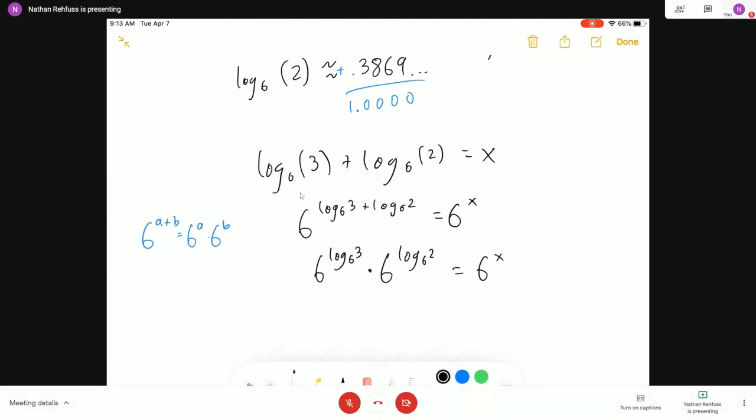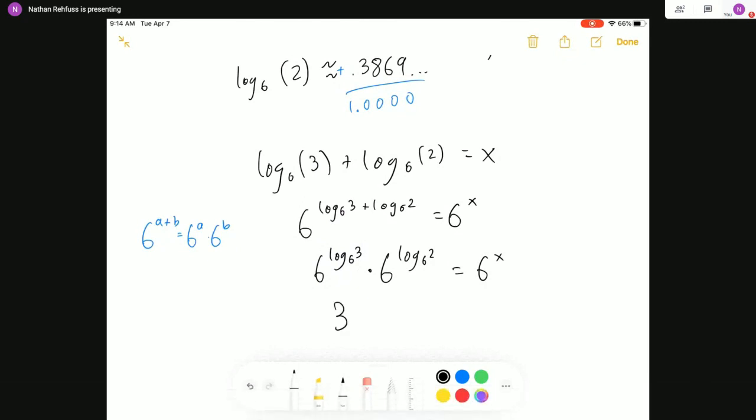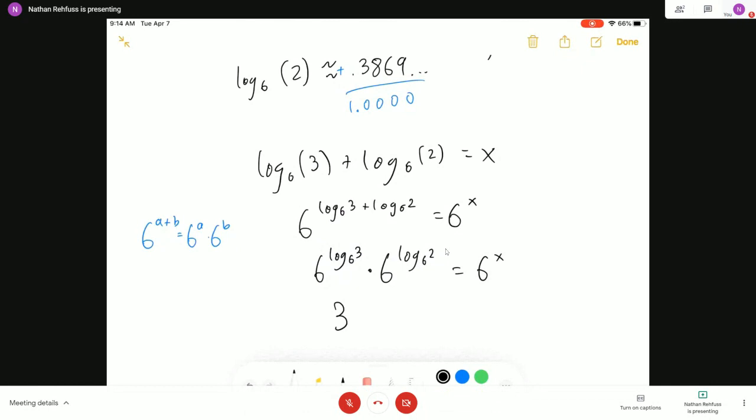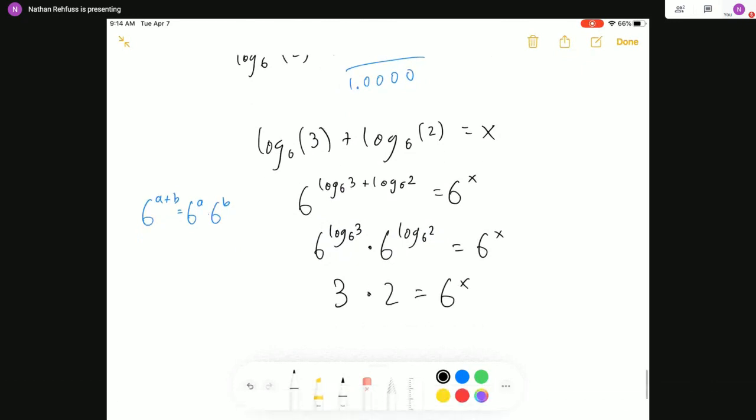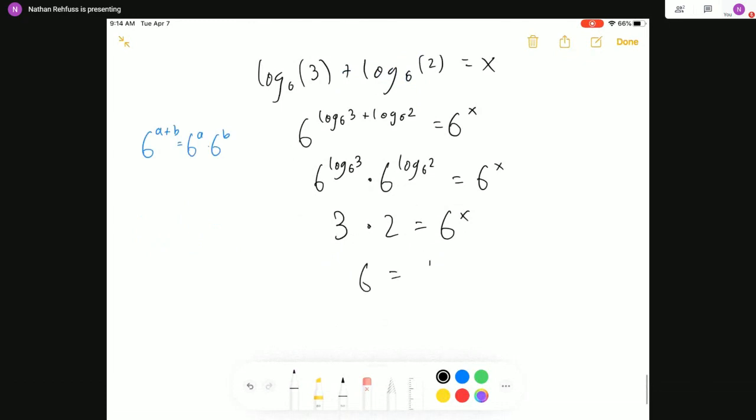Well, what I know is that this number right here, I took a 3, I plugged it into the logarithm and then into the exponent. They have the same base, so they cancel out. They're inverse functions, log base 6 of x and 6 to the x. If these two functions cancel out, I'm just left with the input, which is 3. And if these two functions cancel out, I'm just left with the input, which is 2. So 3 times 2 is 6 to the x, but of course that means 6 is 6 to the x. And the only thing that x can be then is 1.